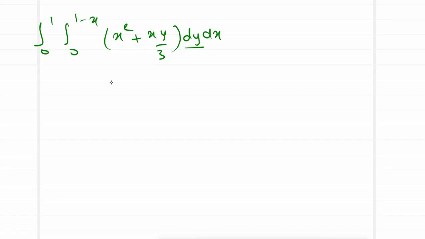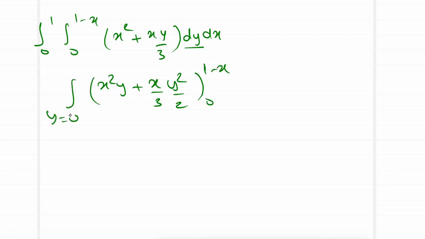So integrating with respect to y, x squared y plus x by 3 is a constant, and y on integration is y squared by 2 between the limits 0 to 1 minus x, and still we have x varying between 0 to 1 dx remaining for our integration. So we need to keep in mind that the limit to be substituted is for the variable y.